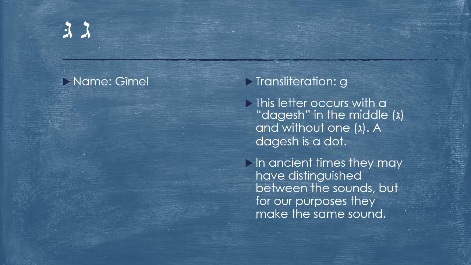The next letter is Gimel. It makes a G sound. Again, this letter occurs with a dagesh in the middle or without one. In ancient times, they may have distinguished between the sounds with a dagesh and without, just like the Beit, where we had B and V. But with the Gimel, we will not make any distinction. It's just going to be a G sound, G, G. Like I said, in ancient times they may have distinguished, but for our purposes, we will not distinguish between those sounds.